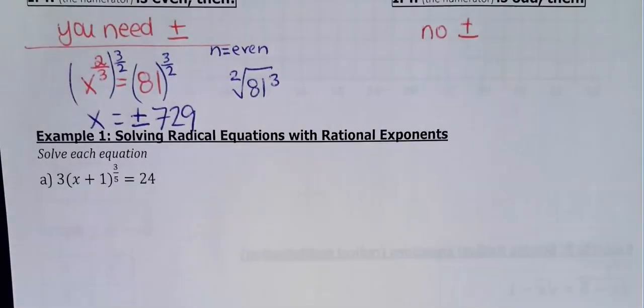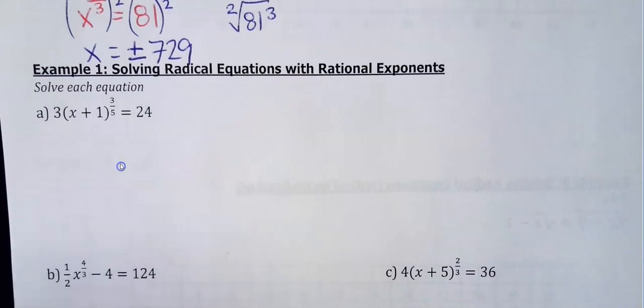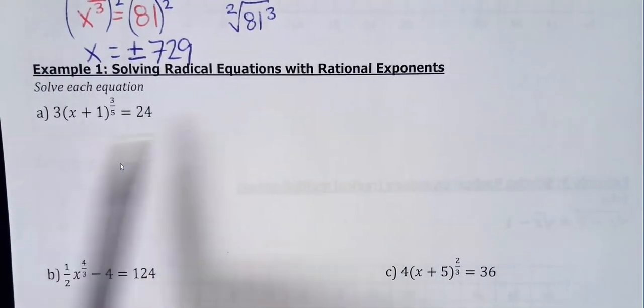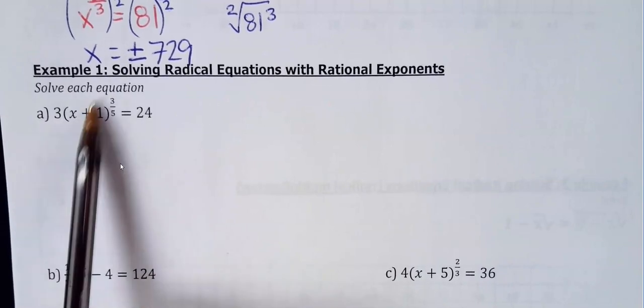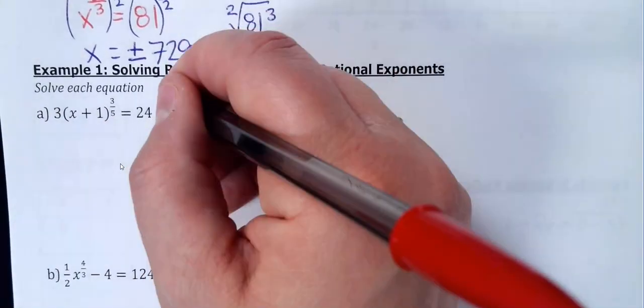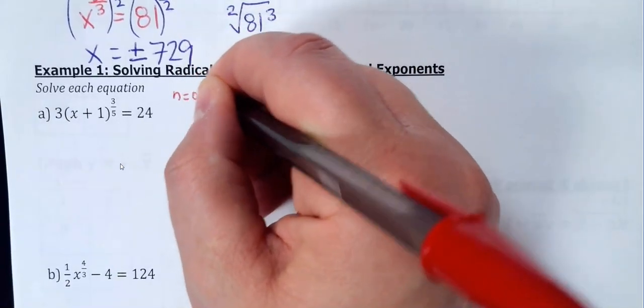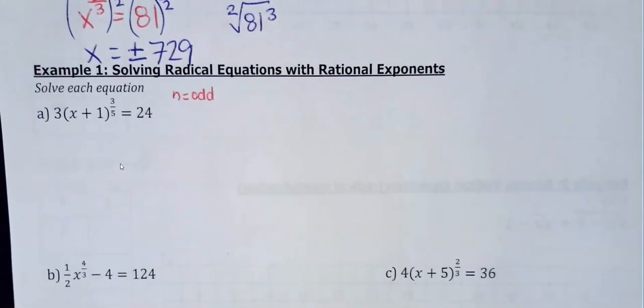So we're just going to practice some equations here, and you can of course use your calculator if you want to. The first thing you should do is look at the problem and look at that exponent. Both the numerator and the denominator are odd here, but specifically the numerator is 3. So when I get rid of that fraction, I'm going to take a cube root on the other side. So I do not need a plus and minus, because the numerator is odd here.